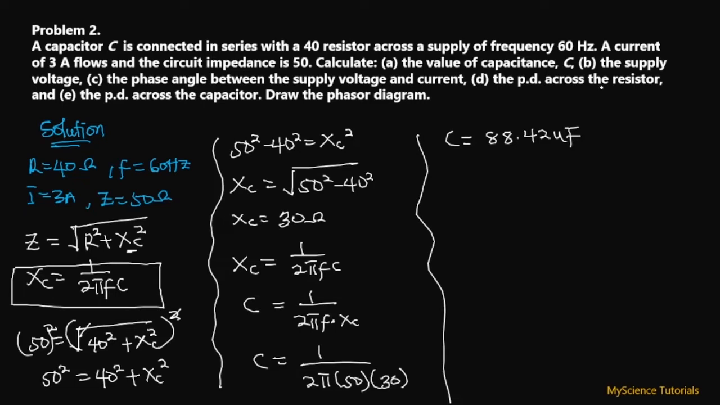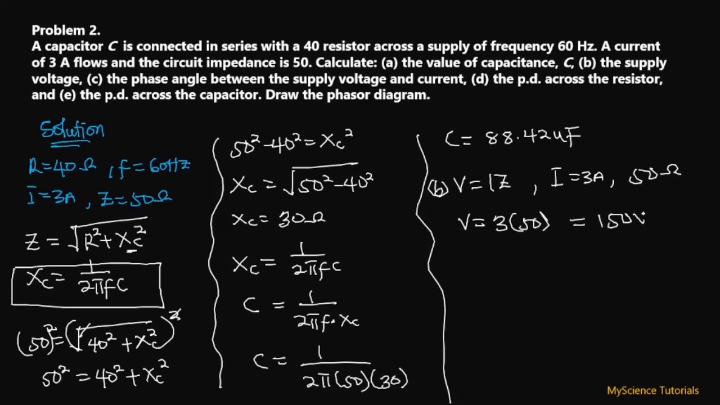Now part B is asking us to find the supply voltage. We know that V is equal to IZ. We've been told that the current is 3 amperes, and the impedance given to us in the question is 50 ohms. So this is pretty easy. V is equal to 3, the current, multiplied by 50, the impedance. This will give us 150 volts as our answer.